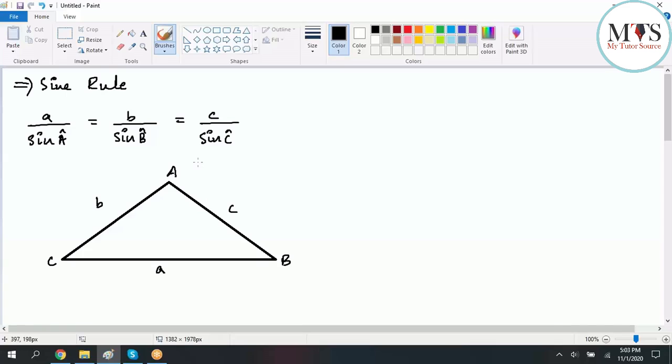The sine rule is applicable to triangles which are, firstly, not right angle triangles. Sine rule and cosine rule are used for non-right angle triangles. That is why we introduced these two formulas. Otherwise, you can always use the Pythagoras theorem, but in this case, we can't.